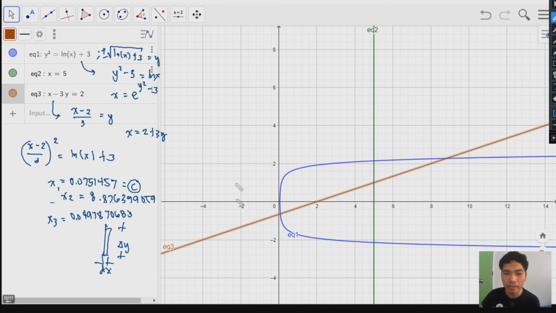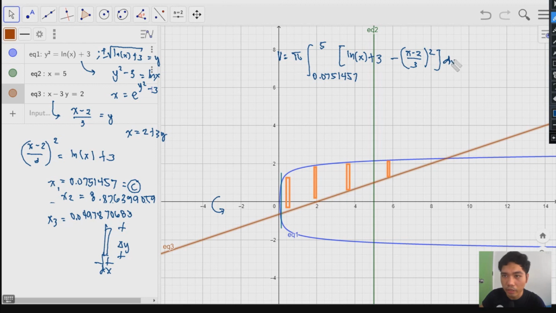And then, as we said earlier, we revolve this about the x-axis and we use the vertical strip again because this is easy. Though now there are two areas, so we are getting two volumes. Earlier I thought it was just one, but it is actually two. Anyway, it is simple here. Okay, so before we have V equal to 2 pi, with pi because this is perpendicular now, 0.0751457 and then we have 5 here. Then that is ln of x plus 3. Now we subtract x minus 2 over 3, but this one is squared, and then dx. Okay? That is the disk method.